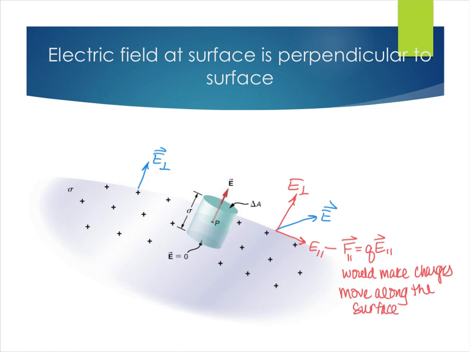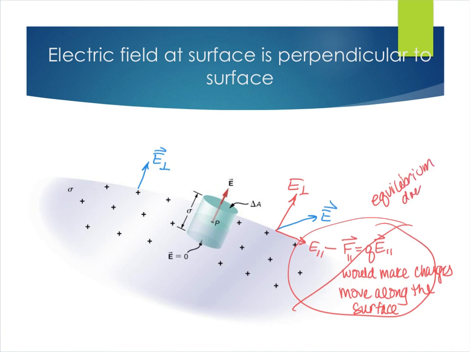But we just got done saying we were talking about conductors in electrostatic equilibrium. So this cannot happen if we're in equilibrium. So we were able to show that the field has to be perpendicular by imagining what would happen if it was not perpendicular. We would come up with a situation that would imply that the conductor was not in equilibrium. So it's got to be perpendicular.